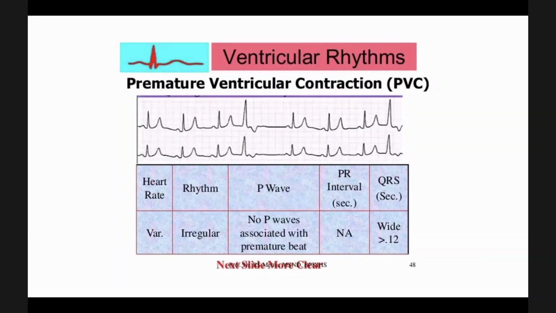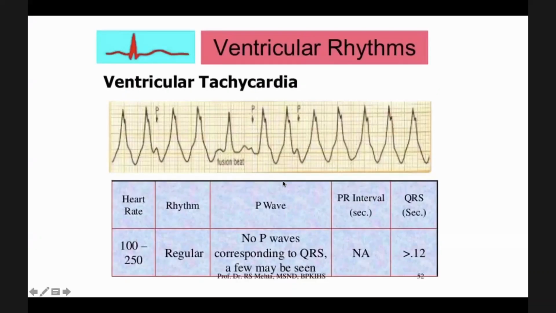With occasional ventricular ectopics, you don't have to worry. But if there are frequent ventricular ectopics, definitely it has to be evaluated. If there is something like ventricular bigeminy, bigeminy is every other beat that you get. So this is about the ventricular tachycardia.